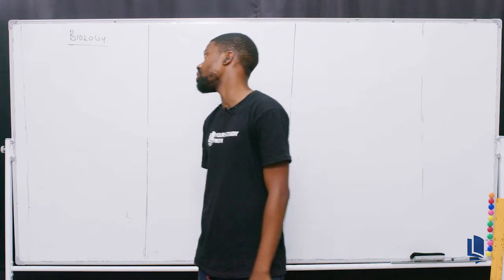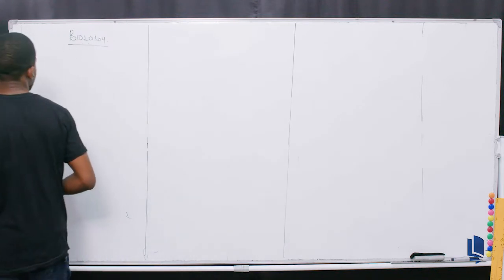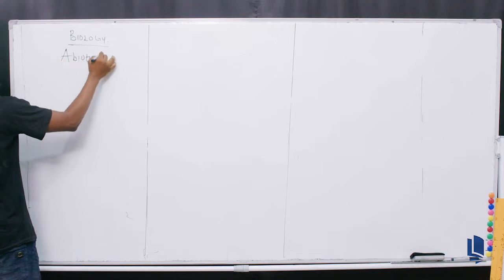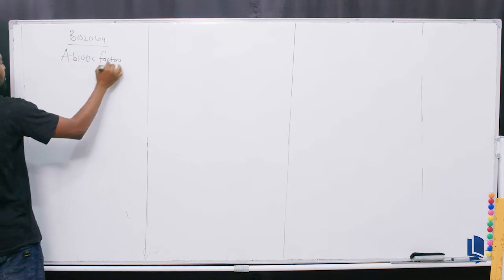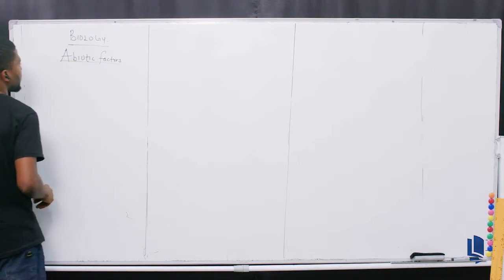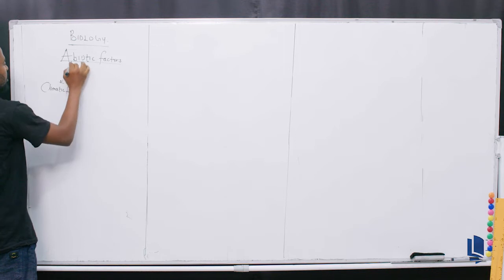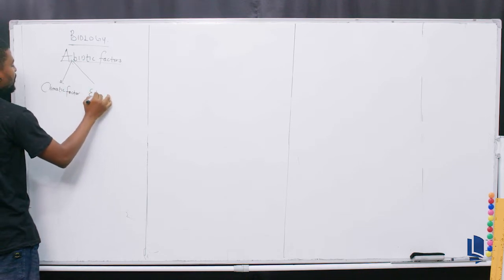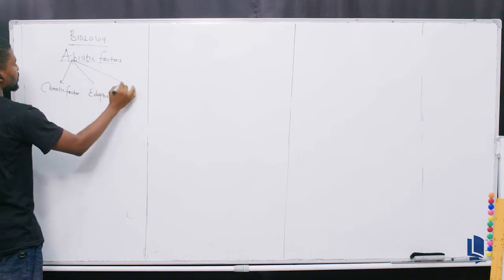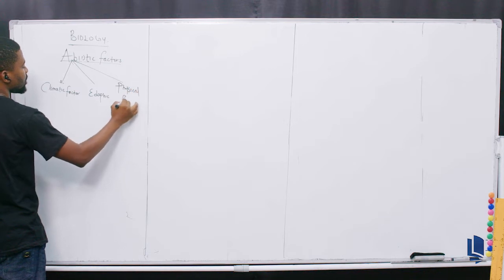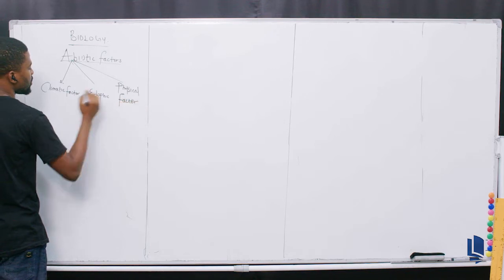So today now let's roll down to the abiotic factors. In terms of the abiotic factors, I need you to follow me. The abiotic factors of the ecosystem, we need to break it down. We're going to talk about the climatic factor, okay? The edaphic factor, and then we call it the physical factor.